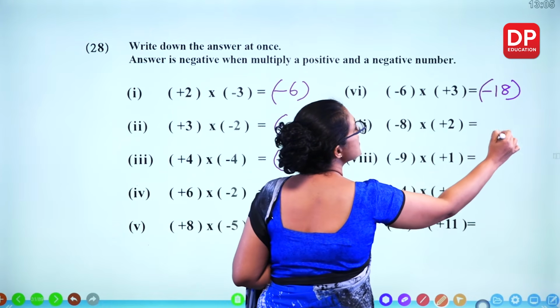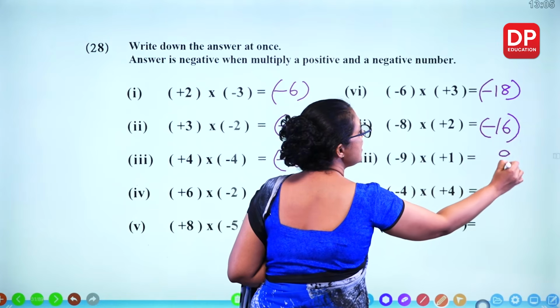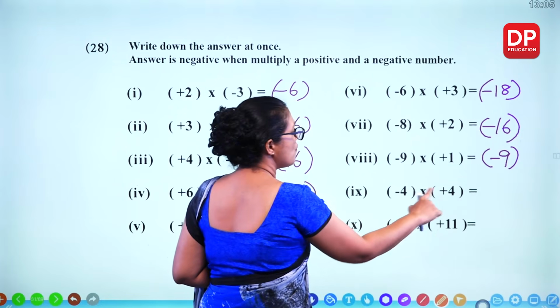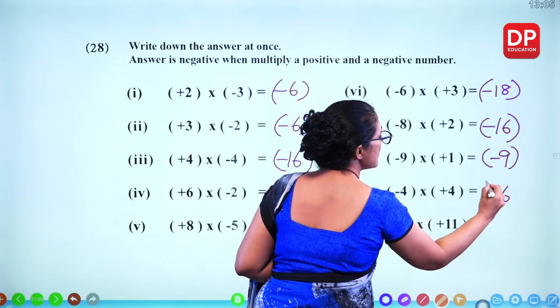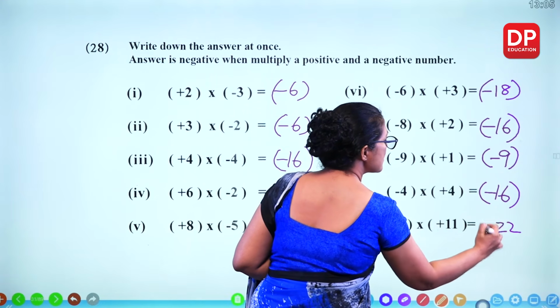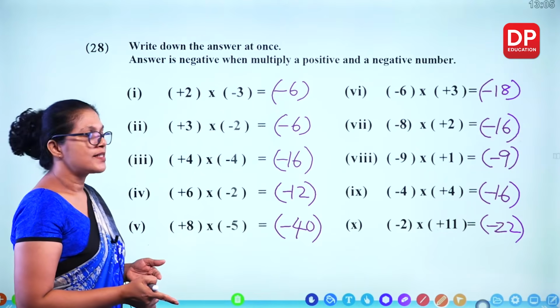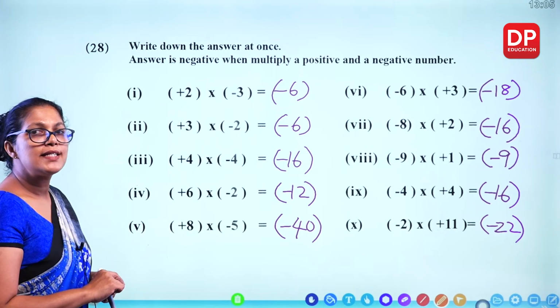8 times 2, 16. -16 here. 9 times 1, 9. -9. 4 times 4, 16. That's negative. 2 times 11, 22. That's negative. One negative and one positive, answer is always negative.